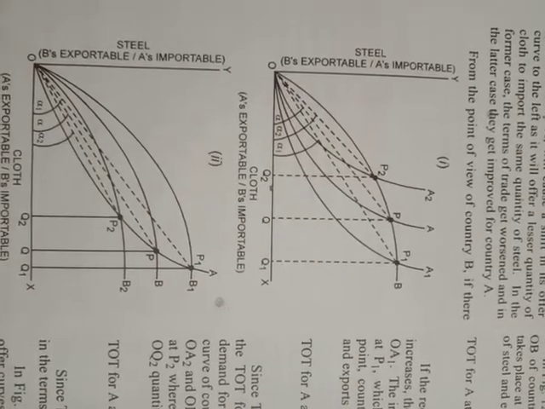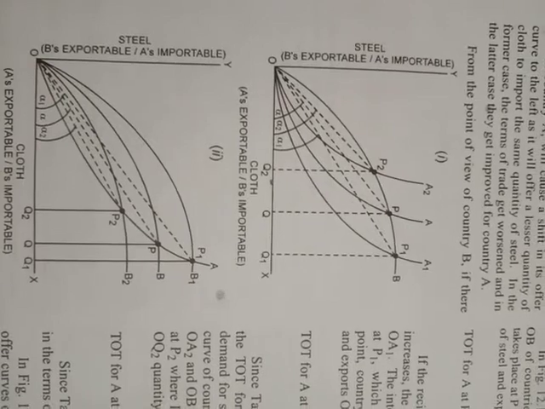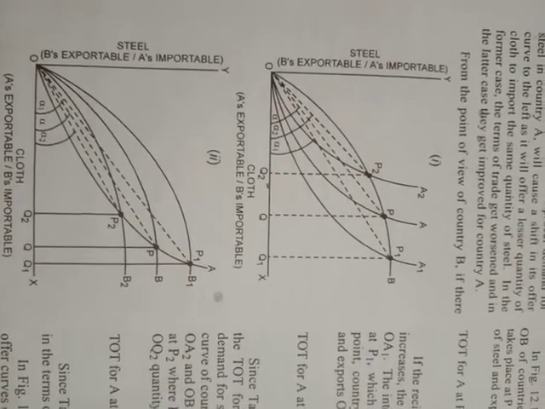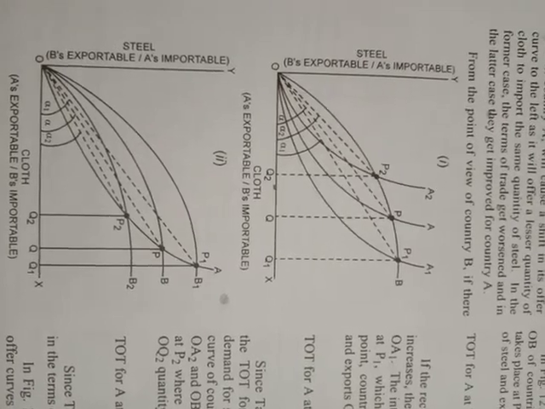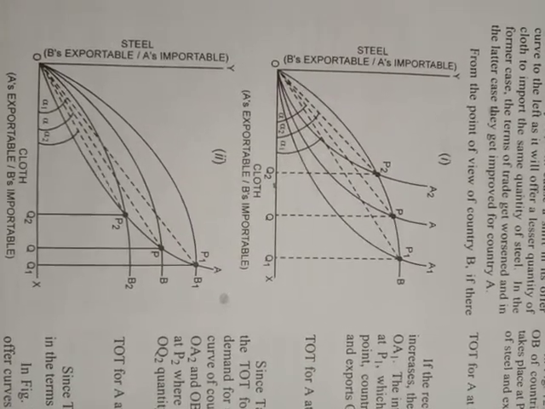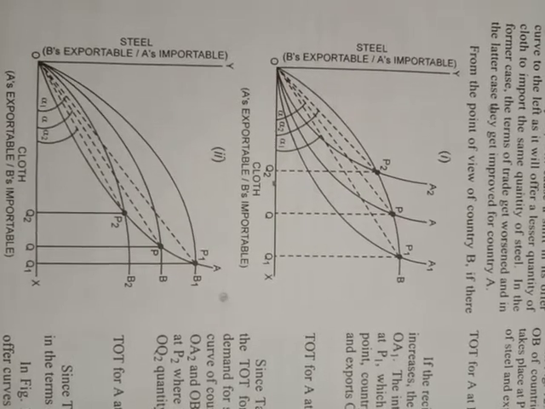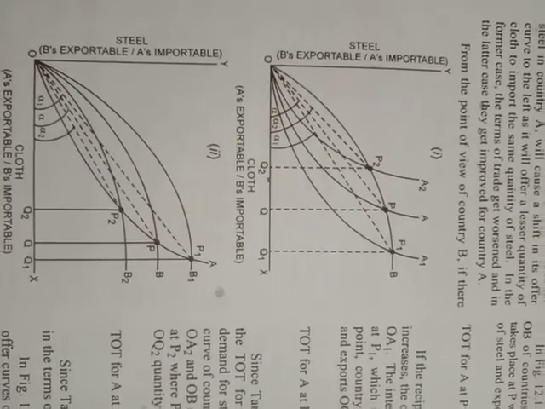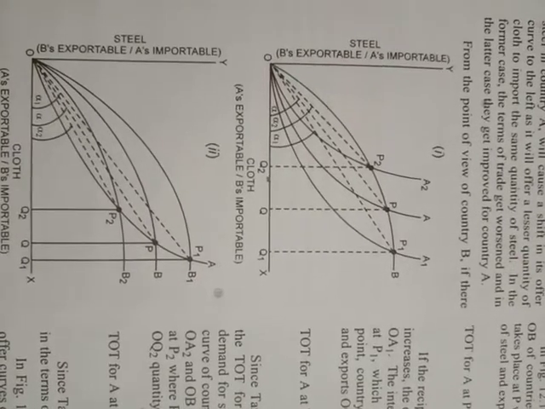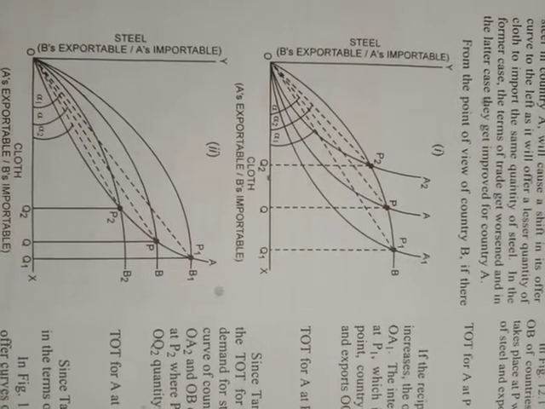It is ready to offer OQ level of steel for cloth, that is PQ level of cloth. Then what happens? If there is a demand for cloth, it has to offer more of steel. So there will be a shift to the left, to OP1 level, which is higher. So the new level will be B1 Q1.